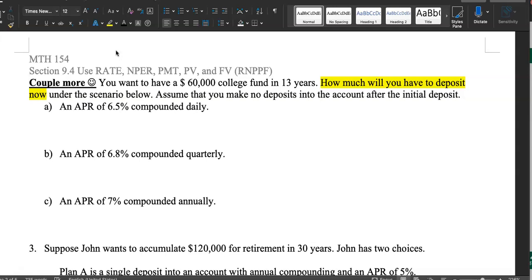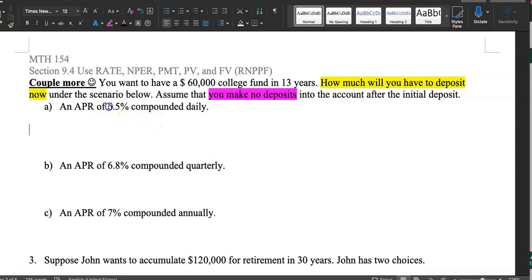Under the scenario below, assume that you make no deposits into the account after the initial deposit. What I highlighted in pink, that's telling us the payment is going to be $0. We're not paying additional payments every month. We're just going to put one big amount and we're just going to wait. All right, let's take a look at the first one. APR of 6.5% compounded daily.